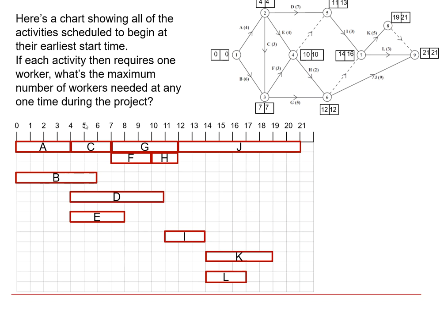And hopefully what you see is that here, between the times of 4 and 6, we have 4 things happening at once. So we would need 4 workers at the same time there. And actually also between 7 and 8, very briefly, you'd need 4 workers as well. So the question that flows naturally from there is, by utilizing the float that we have on these activities, might it be possible to reschedule them so that fewer workers are going to be required at any one time?